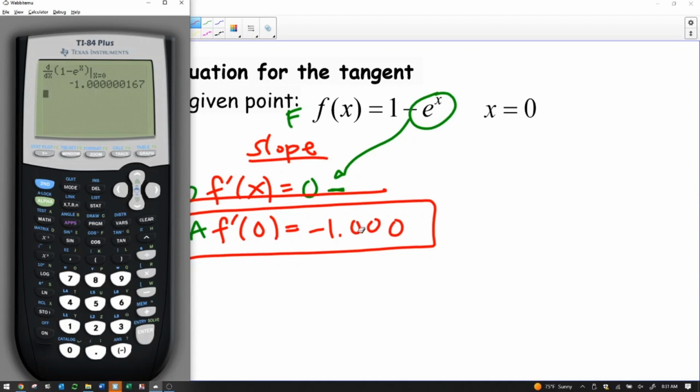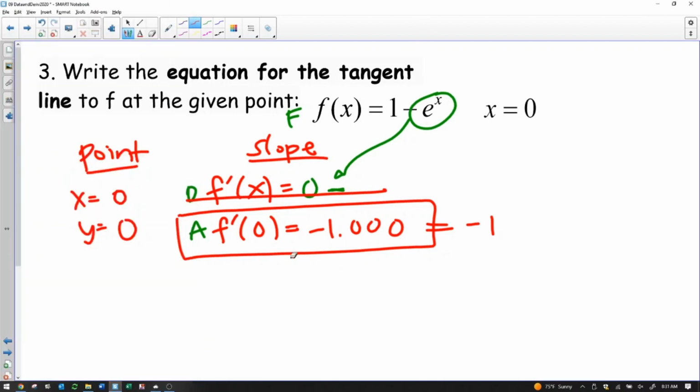I always want 3 decimal places. But if the decimal places are all zeros, you can disregard them. If the zeros are all zeros, you don't have to put them there. It needs to be accurate to the third decimal place. So this is negative 1. So I've got a number, I'm pretty happy.